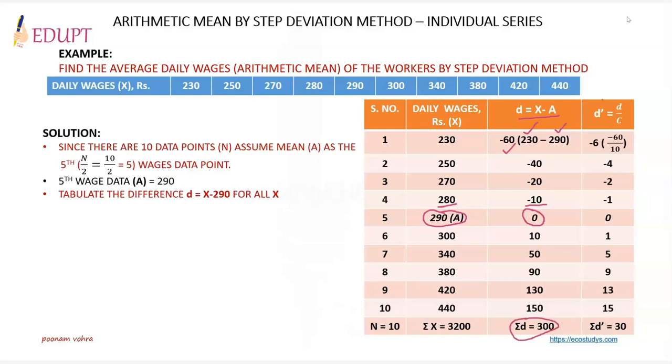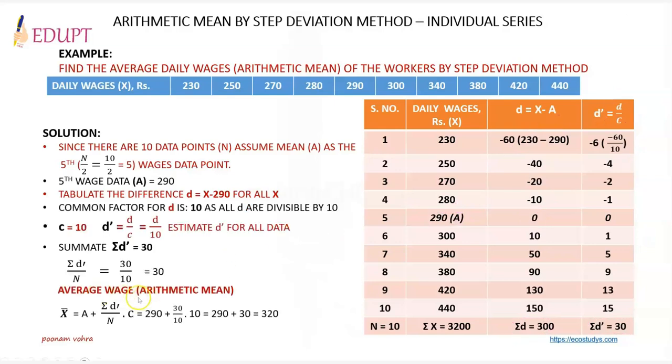The next step, which is an additional step that we need to understand, is to find d dash. D dash is d by c, where c is the common factor. So one can find x minus a as minus 60, minus 40, minus 20, minus 10, 0, 10, 50, 90, 130, 150. So common factor is 10. So we shall divide each value by 10. And we get minus 6, minus 4, minus 2, minus 1, and then 0, and then all positive values as 1, 5, 9, 13, 15. And then finally we find summation of deviation dash, which is 30.